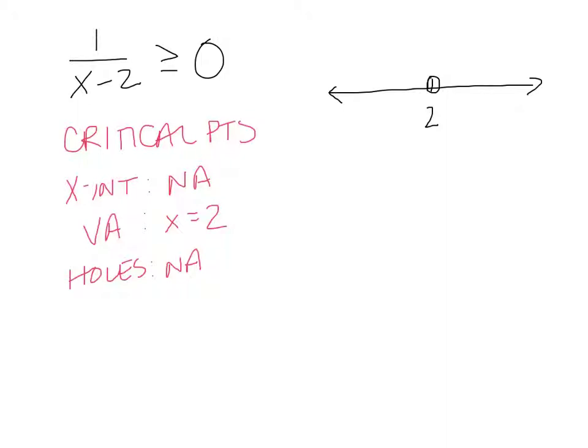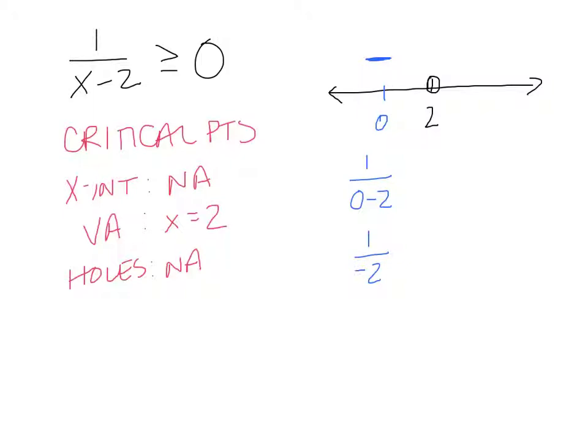Now let's choose some test points. I'm going to choose a test point on each side or each interval. So I'm going to start with the test point of 0, because, again, that's the easiest one. 1 over 0 minus 2, which is 1 over negative 2, which is negative 1/2. So this interval is the negative interval.